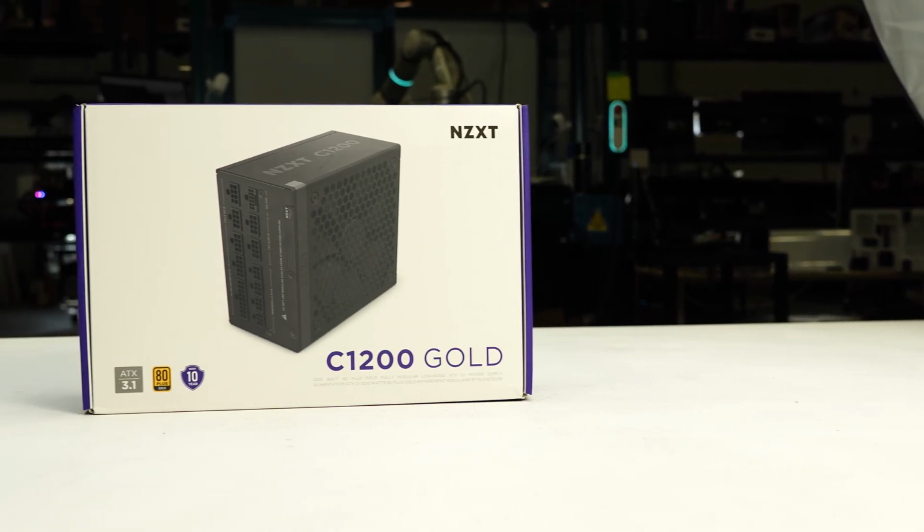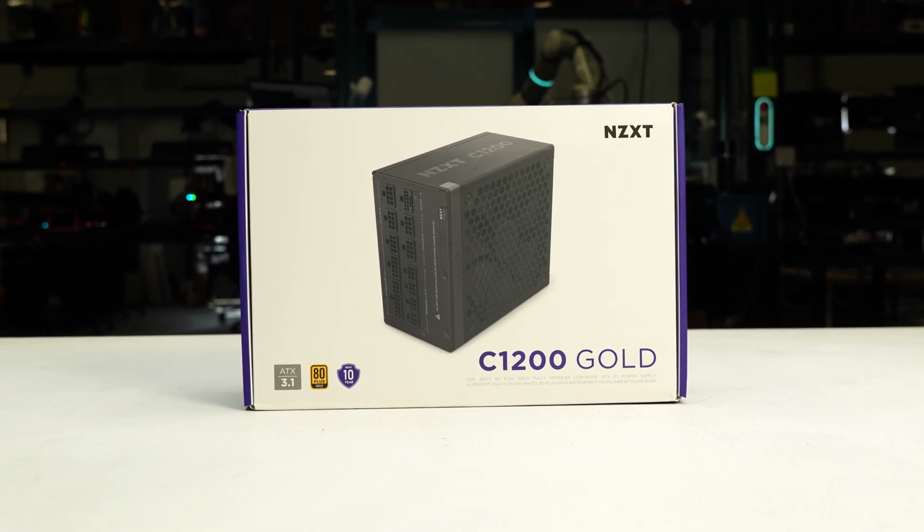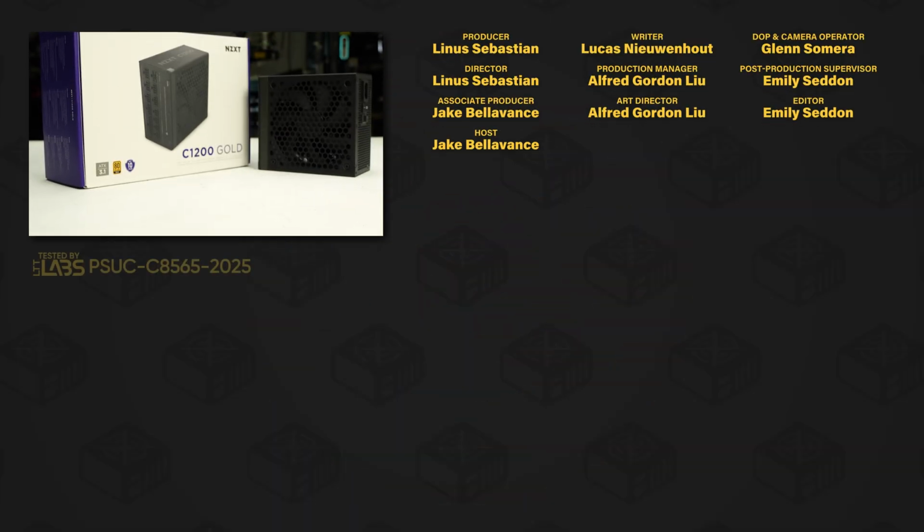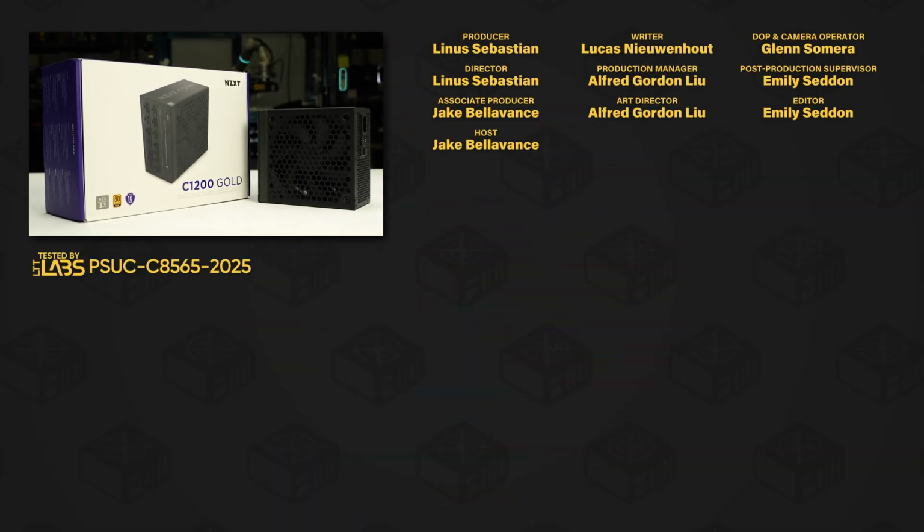We cannot recommend the C1200 Gold ATX 3.1 because of its failures while testing the protections. For full specifications and test results, follow the link in the product page on the LTT Labs website.